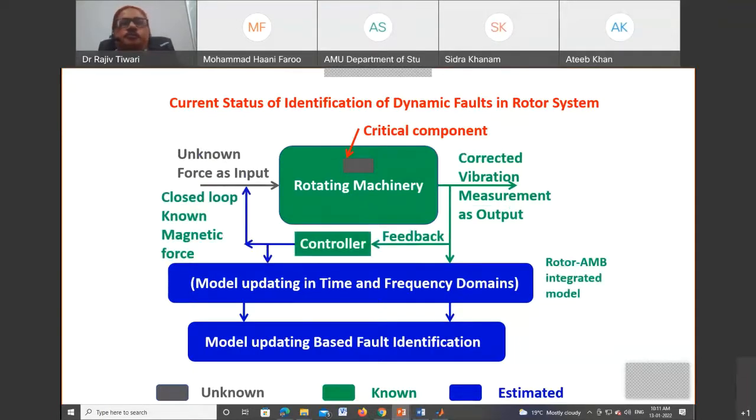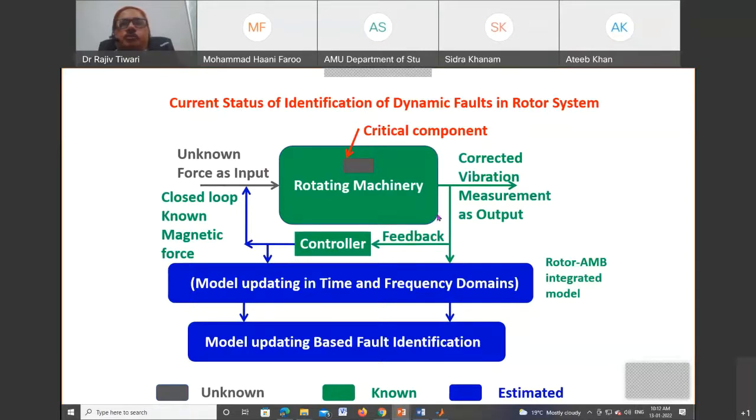So this is another step. Then comes the case when the system is integrated with a magnetic bearing. What is happening here is that the output response is taken as feedback to the controller. Then the controller gives an additional magnetic force to the system. We have some unknown force already in the system, but we are giving an additional known force to the system. Because of that, the vibration which is there is suppressed by this additional suppression force. So now this suppressed vibration, the suppression force, and the mathematical model of the system are used to obtain the unknown forces and critical parameters in the system.